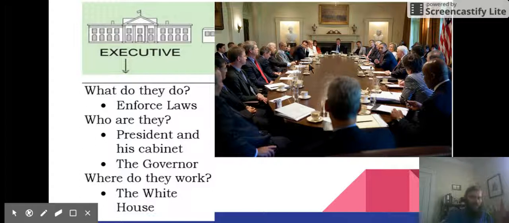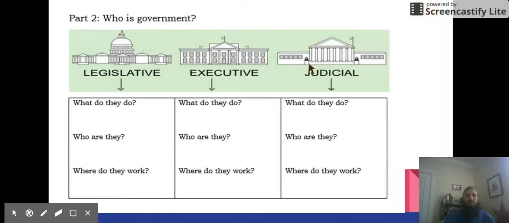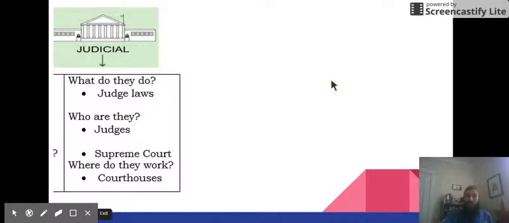So you have laws that are made. You have someone to enforce the laws. Now we jump over to the last branch, the judicial branch. And the judicial branch judges laws. They make sure that the laws are fair and that the punishments for the laws are fair. Remember, the Constitution is like the government's rule book, and they make sure that all the laws follow the Constitution.